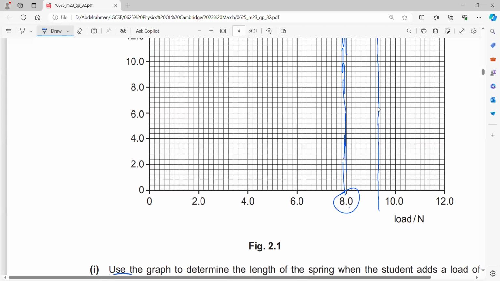This was 8 and this is 9. Each small square is worth 0.2. So 9, 9.2 and then 9.3, which is correct. Okay, 9.3. You have a question?